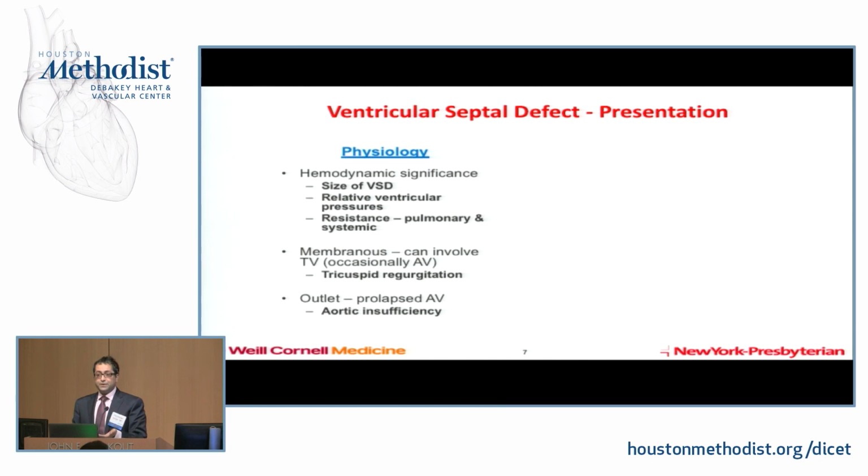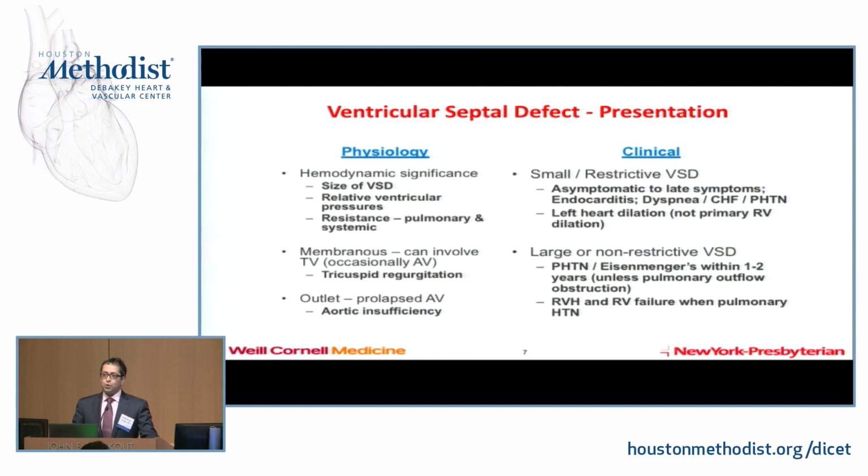Versus an outlet VSD, which is close to the pulmonary valve and the aortic valve, that can sometimes cause aortic valve prolapse, leading to aortic regurgitation. And so that's where that anatomic distinction becomes important. The clinical consequences range from being asymptomatic all the way to having really significant symptoms.